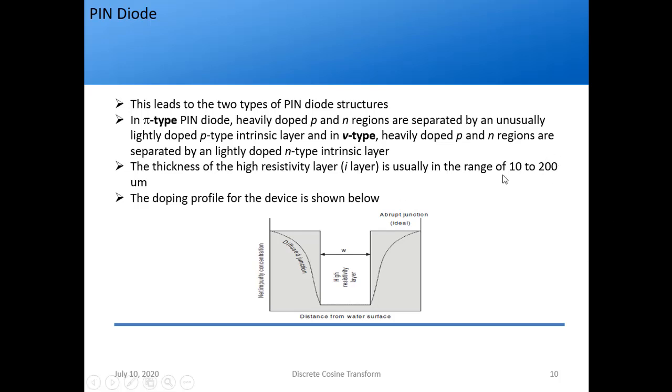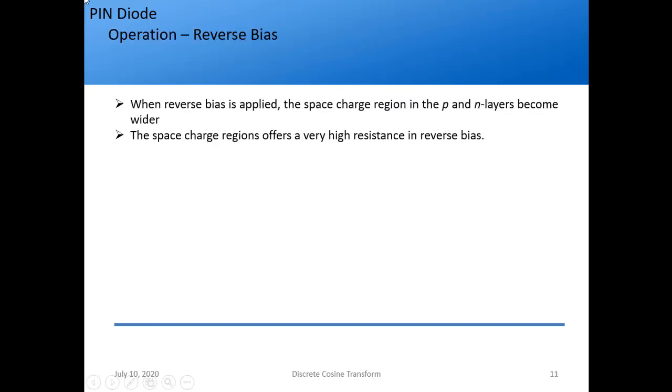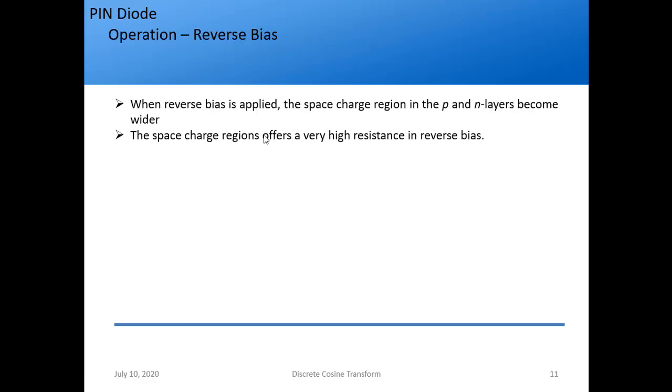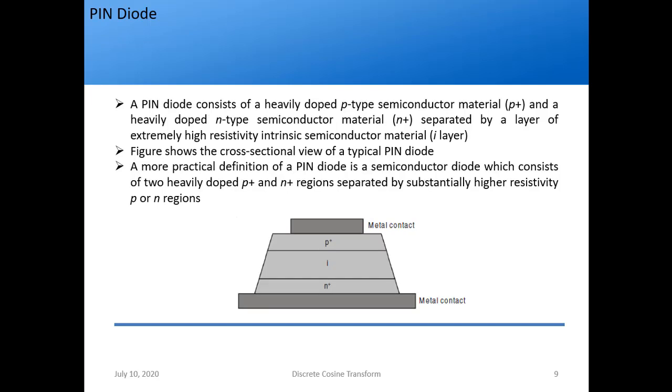So that is why the size of the device is very low. Okay. So next, essentially it does not operate at all in reverse bias. What happens in forward bias is the electrons are injected into the I layer. Electrons from the N-type layer are injected into this I layer, and holes are injected from here. Because of this, the width of this layer decreases.